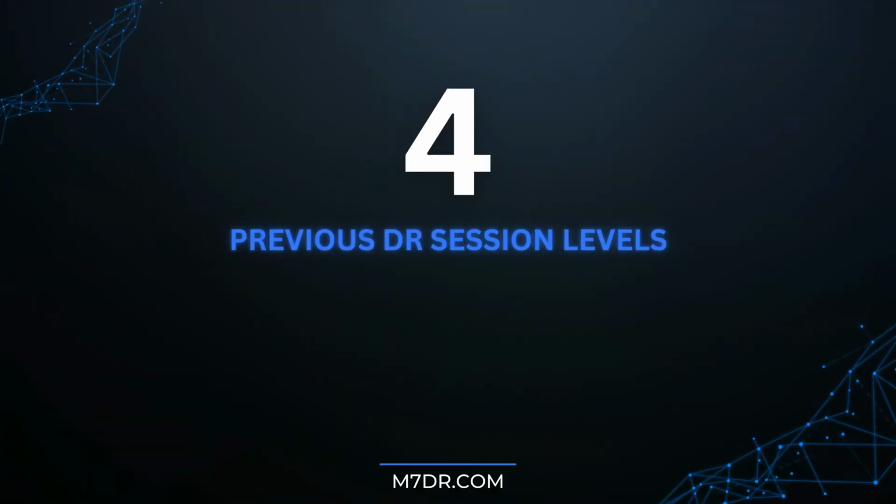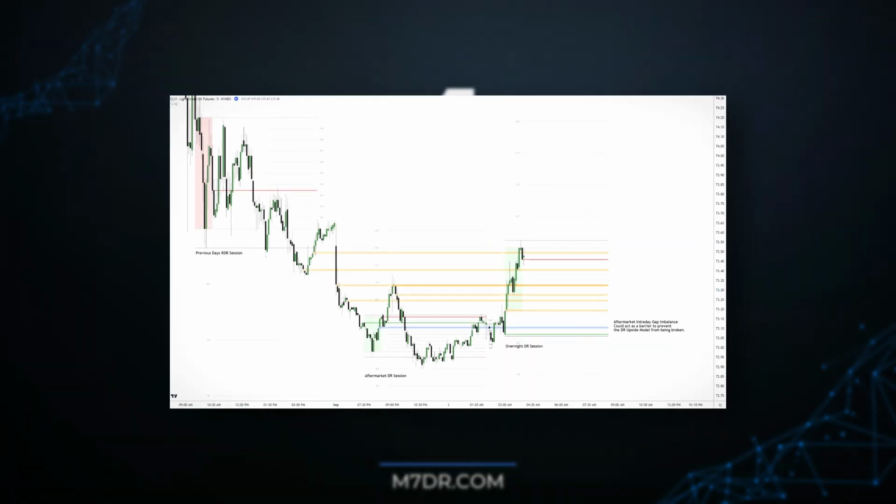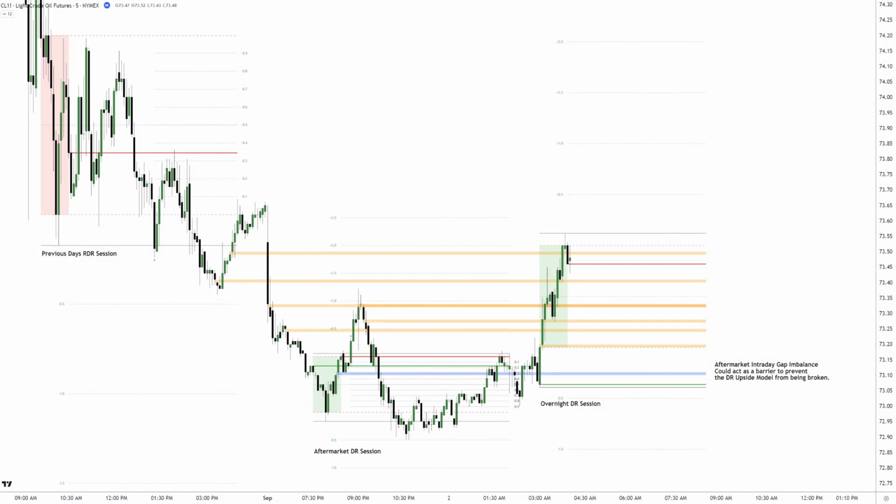Step 4. Highlight previous DR session levels. Step 4 is to mark out previous DR session levels from this day, previous days, or even the previous week. Why? Because these levels are important for market algorithms, and if you study them, you'll gain great insights into how powerful they are and how they influence future price action.